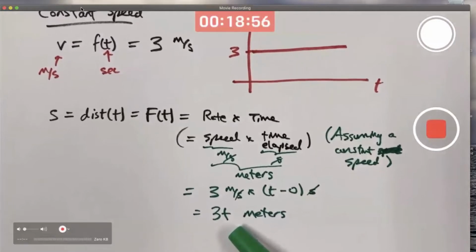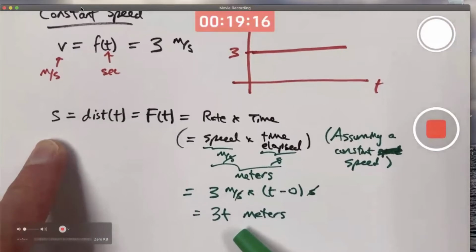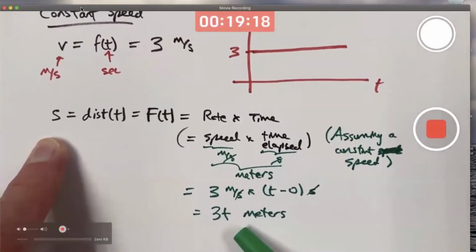Why do I not have a plus c here? Go ahead. We're assuming it starts at 0. Yeah, we're assuming that when t is 0, you haven't traveled any distance. S is 0 when t is 0. If I had a plus c here, and I plugged in s equals 0 and t equals 0, I could solve for c and I'd get c equals 0.